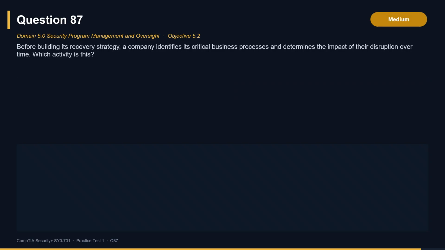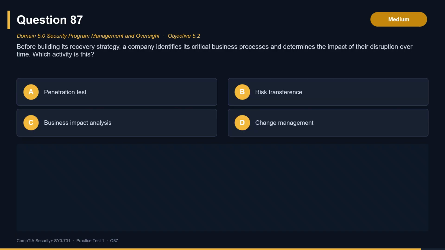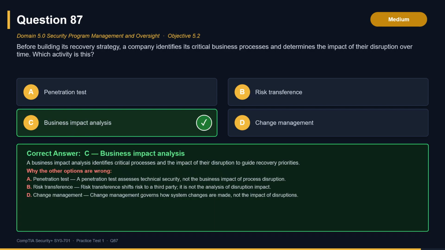Question 87. Before building its recovery strategy, a company identifies its critical business processes and determines the impact of their disruption over time. Which activity is this? The correct answer is C, business impact analysis. A business impact analysis identifies critical processes and the impact of their disruption to guide recovery priorities.